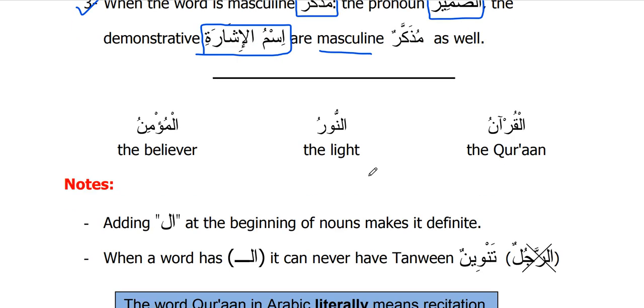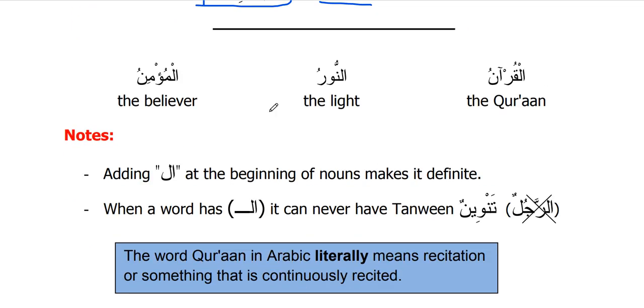So now, for example, Al-Quran. Here, the lesson has some information on the Al. Now, know that the noun which has an Al means it is definite. As you can see, the Quran, the light, An-Nur, and the believer, Al-Mu'min. So this is most important. How do you know it's definite? Because you have lam at-tarif in all the nouns here.